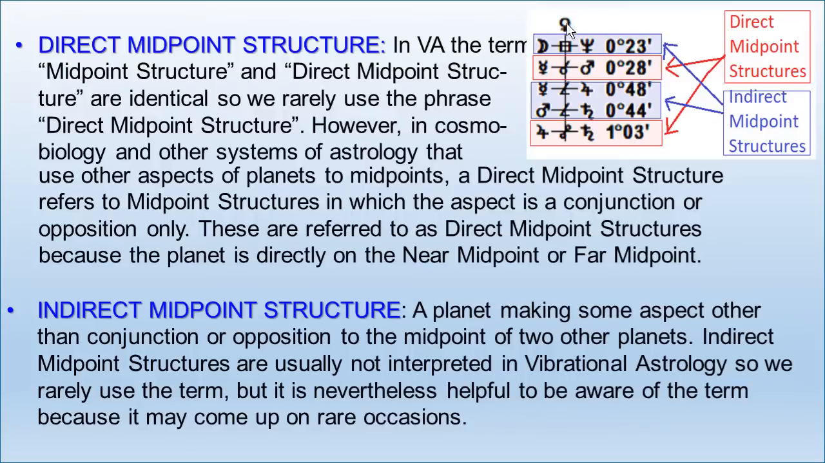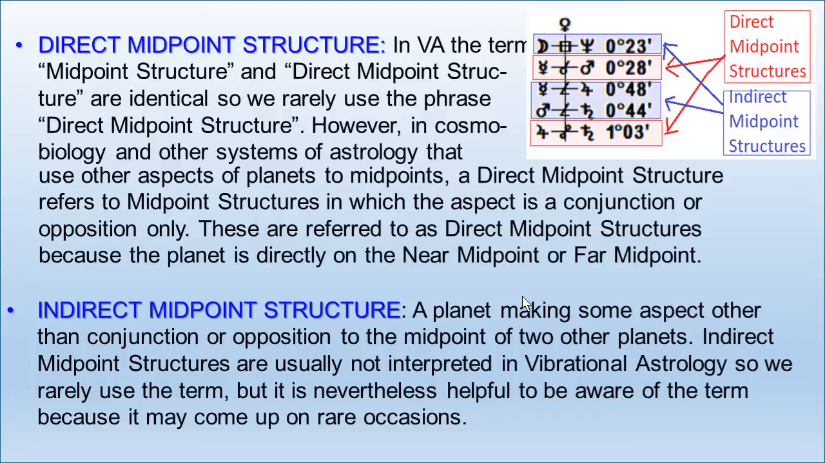But let's just finish this. Venus is semi-square the midpoint of Mercury and Jupiter with a 48-minute orb, and semi-square the Mars-Saturn midpoint with a 44-minute orb, and opposition to the Jupiter-Saturn midpoint with a 1 degree 3-minute orb. So in vibrational astrology, we interpret only the 2 direct midpoint structures. We do not interpret the other 3, but in some other systems of astrology, they do. Of course, in most astrology, people don't interpret midpoints at all, okay? But in systems that do, they often interpret these other aspects.